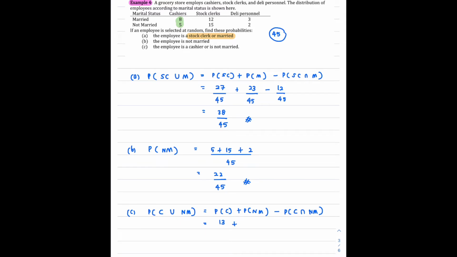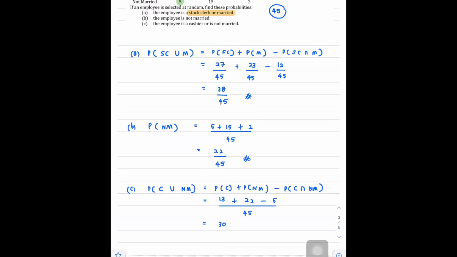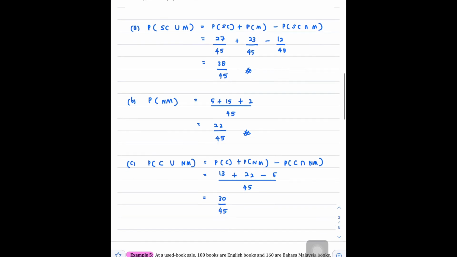Plus, how many not married? You have the answer from the previous part just now, which is 22. Minus cashier and not married, the same person who is a cashier and also not married. So you have 5 only. Just minus by 5, and then everything is divided by 45 because you have the same denominator. You can do it in separate parts like part A, or combine all together in one calculation. Your answer will be 30 over by 45. Simplify further, your answer is 2 over by 3.